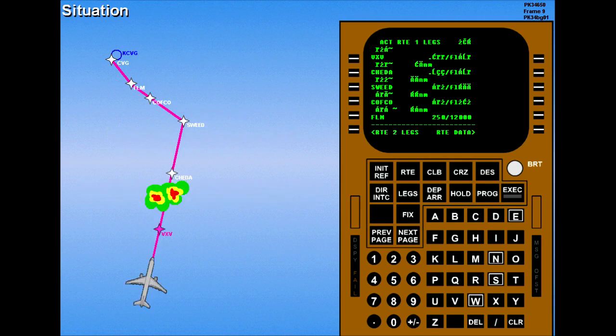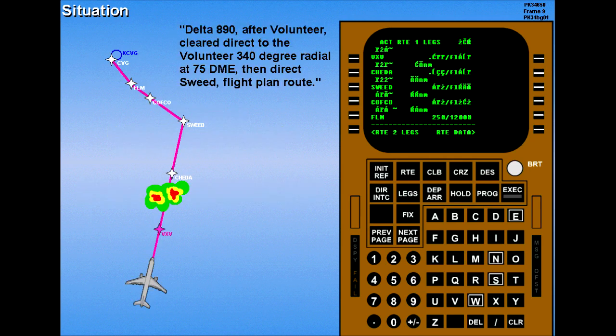Due to weather, ATC issues the following clearance. Delta 890, after Volunteer, clear direct to the Volunteer 340 degree radial at 75 DME, then direct Swede, flight plan route. This clearance requires the creation of a waypoint using a place, radial, and distance.